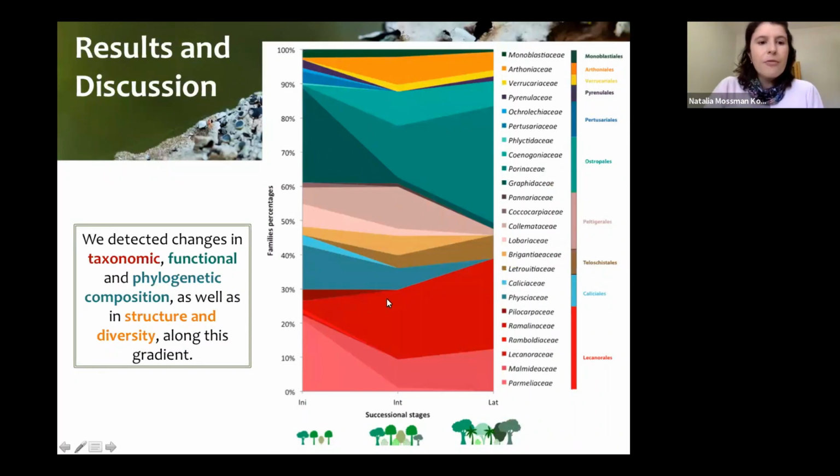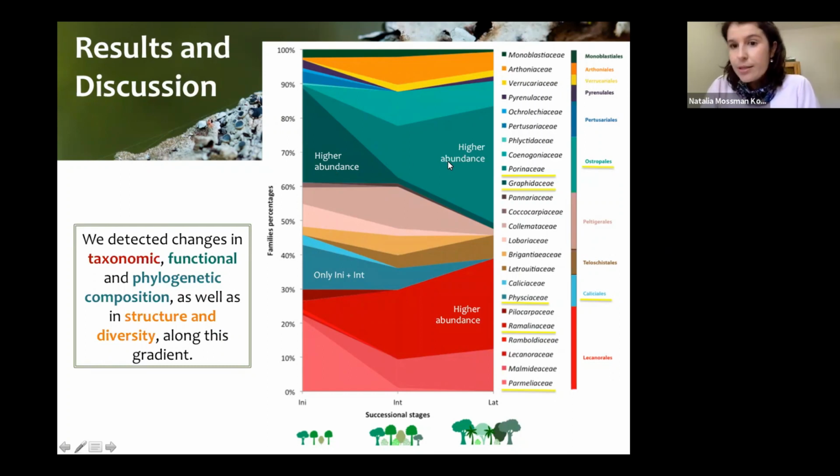As results, we detected changes in taxonomic, functional, and phylogenetic composition, as well as in structure and diversity along this gradient. So here in this figure, I just highlight some examples that we found differences among orders and within orders. So Ostropales, for example, had different families that were found in initial, intermediate, and late stages of forest succession, with, for example, Graphidaceae with higher abundance in initial stages, while Porinaceae had higher abundance in late stages.